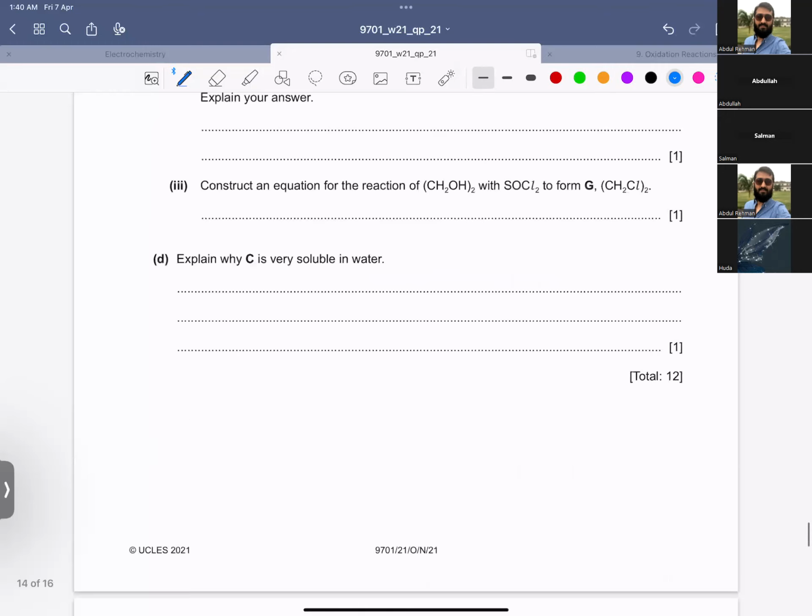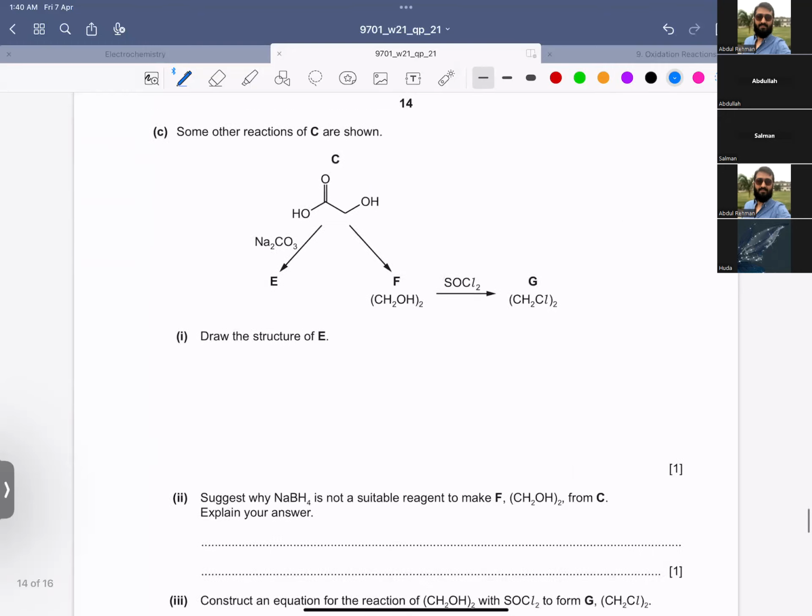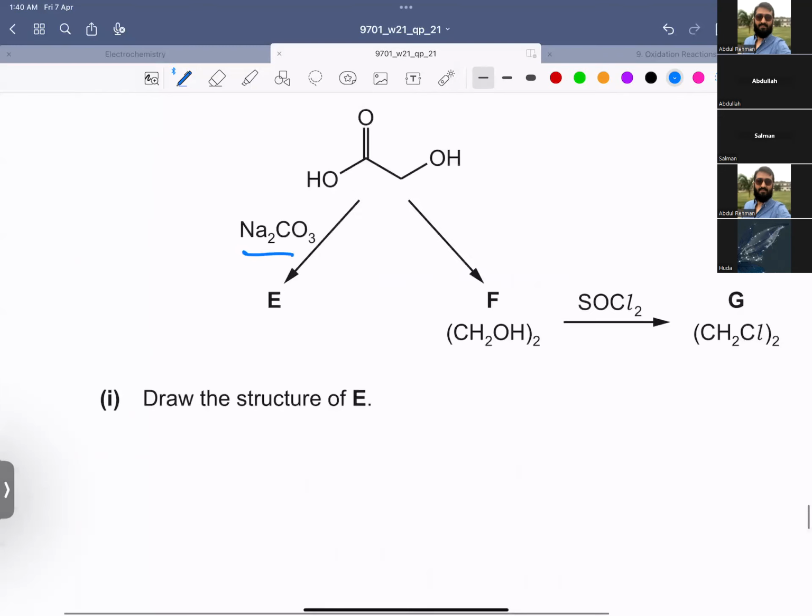Okay, I think we can finish this paper today. See, we are adding sodium carbonate, right? Here, it's an acid. Who left the class? Okay. And this is an alcohol. So sodium carbonate would react with only the alcohol, sorry, only the acid. So the H is being removed from over here.